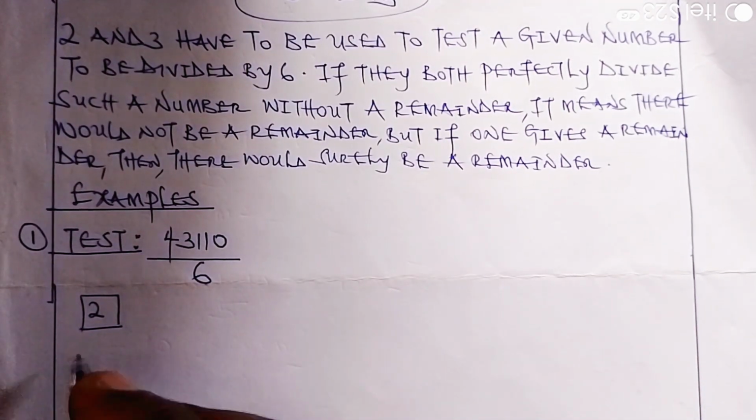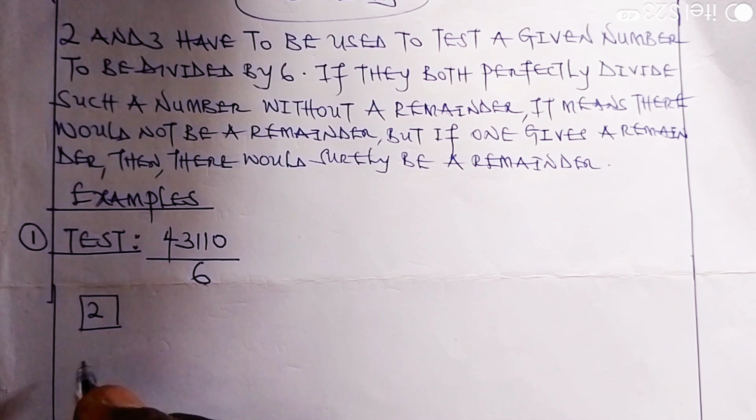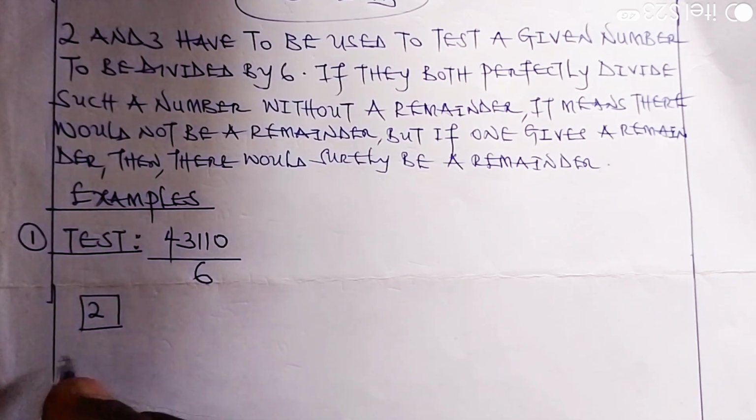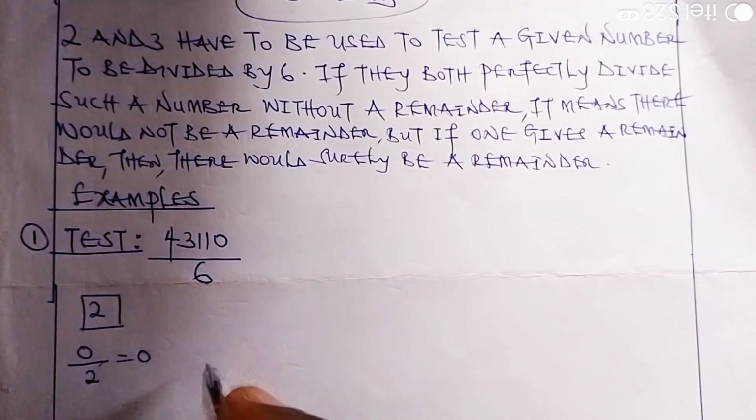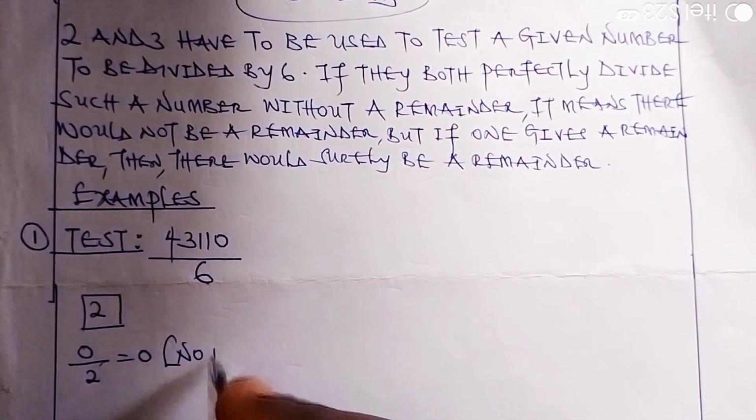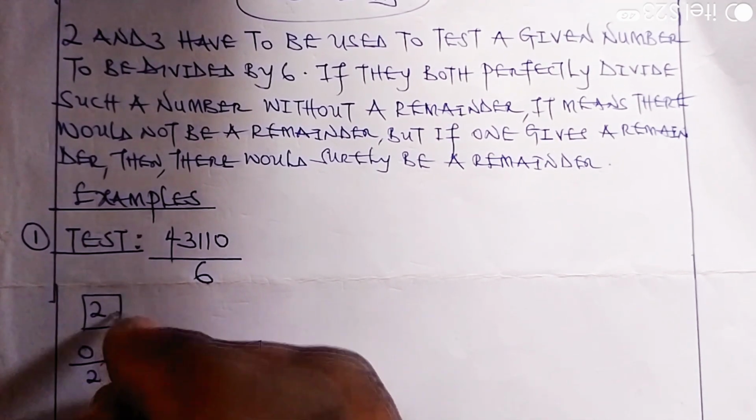Now, how do we get to know if 2 can divide a number? If you are just joining us for the first time, I would love you to go to the very first video that was taken on this for you to understand. For 2, we bring out the last digit. Let's see if 2 will divide this number. 2 in 0 is 0, no remainder. So 2 passed the test.